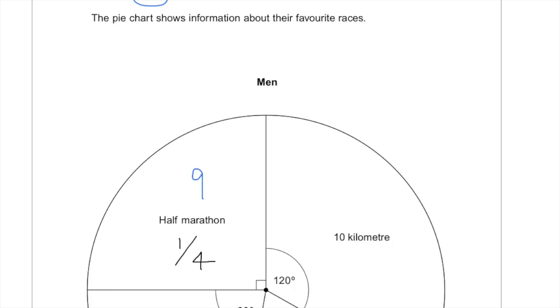From looking at the angles, we can see that a third of the men, because 120 is 1/3 of 360, prefer the 10k. So 1/3 of 36 is 12, which means that 12 men prefer the 10k. We can see that 80 degrees represents the marathon.